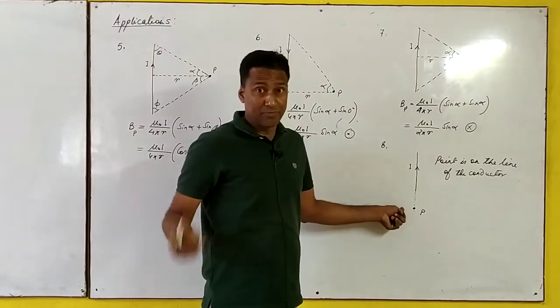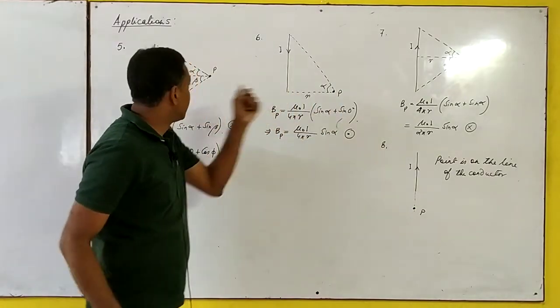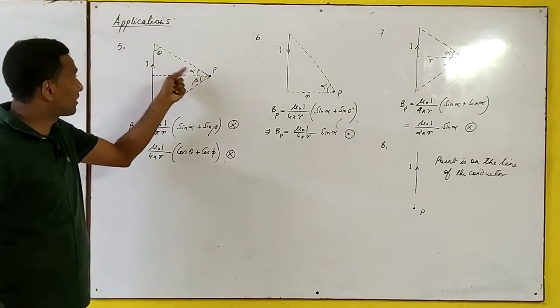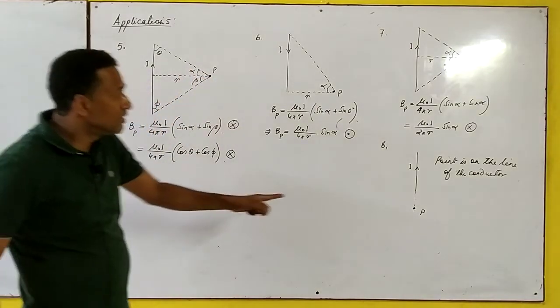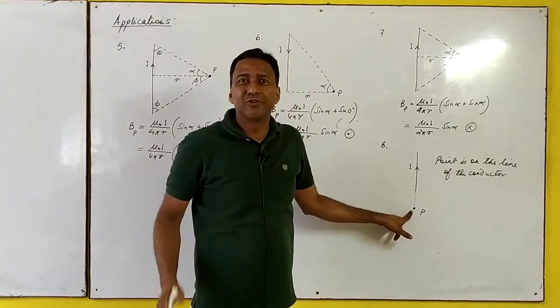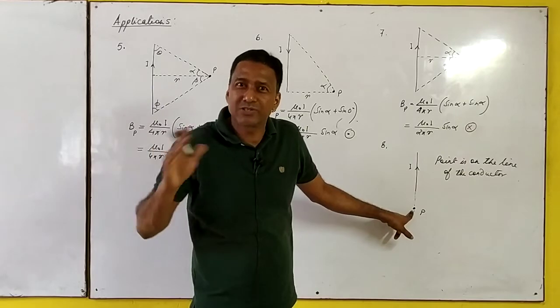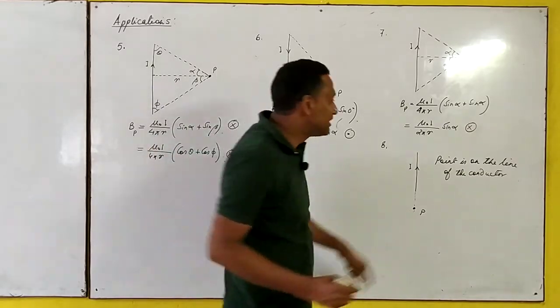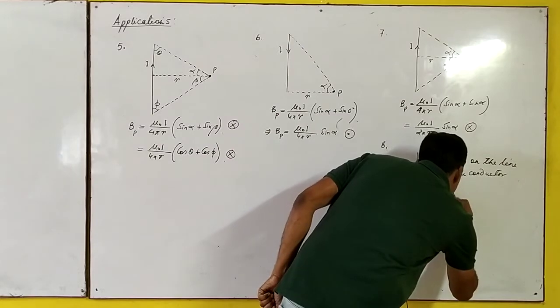Then you see how we have chosen the angle. The angles were the angle made by the perpendicular with the line joining the conductors. Now here the point itself is on the line of the conductor, so they will not make any angle. So sine alpha is also 0, sine beta is also 0, so the magnetic field will become equal to 0. So BP is equal to 0.